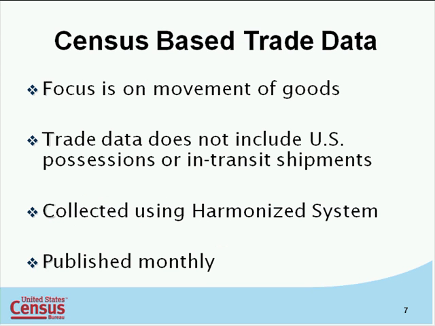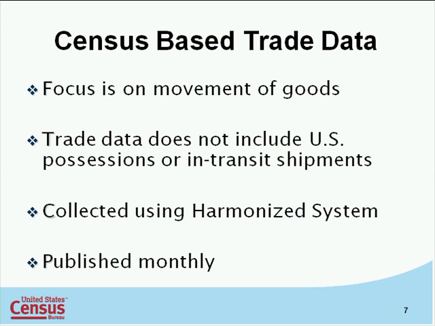In summary, the Census Bureau trade data is focused on the movement of goods. That's why we use broad definitions of total exports and general imports to get the most complete picture of trade possible. A couple of things we do include in trade statistics: trade between the U.S. and possessions, although trade between Puerto Rico and the U.S. Virgin Islands and other countries are considered U.S. trade. Not included are in-transit trade shipments.